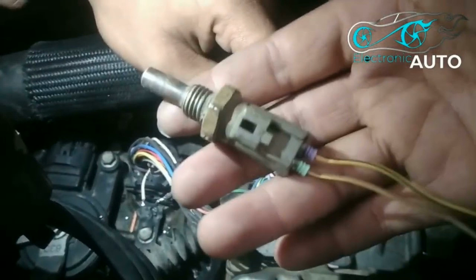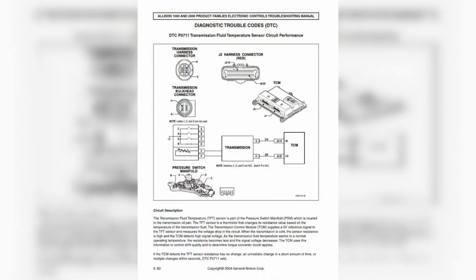Check sensor electrical connections. 2. Wiring or connectivity problems. Wiring problems such as cuts, short circuits, or loose connections can interfere with signal transmission between the transmission temperature sensor and the PCM. Such interruptions can lead to misinterpretation of temperature data, triggering code P0711.